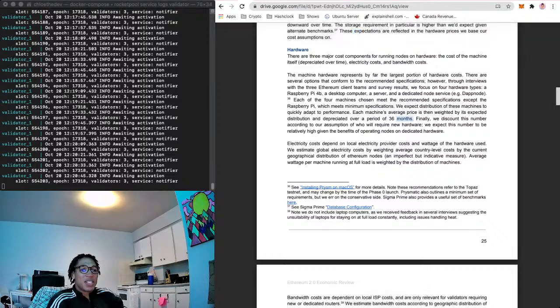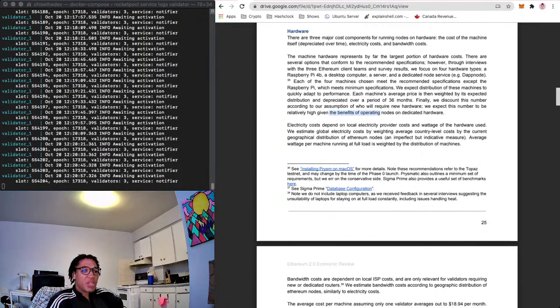Finally, we discount this number according to our assumption of who will require new hardware. We expect this number to be relatively high given the benefits of operating nodes on dedicated hardware. Electricity costs depend on local electricity provider costs and wattage. So for example, where I live now, I get free electricity. My internet, I get 1 gig per second or whatever for $100 a month.